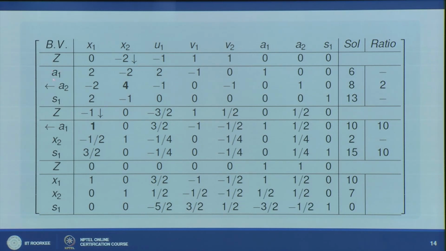All other variables are at 0 level. So, the value of a1 is 6, the value of a2 is 8, and the value of s1 is 13 in the first table. Again you will find capital Z, which is the negative of relative profits, in the usual manner as we have already discussed.